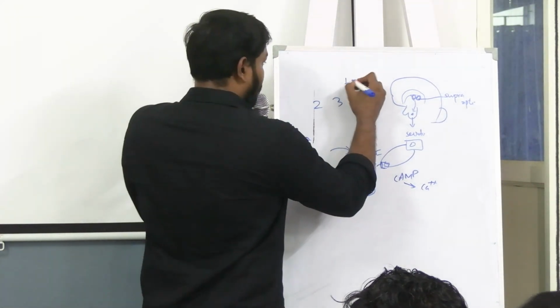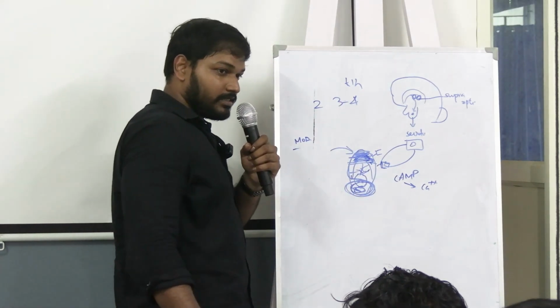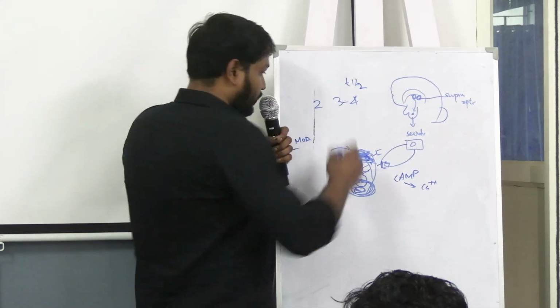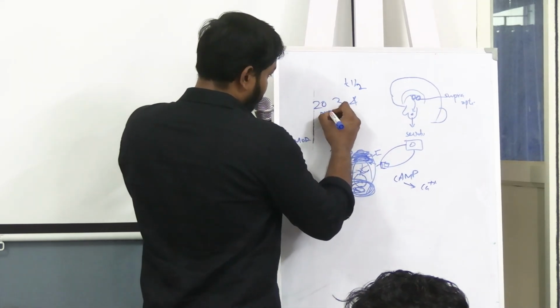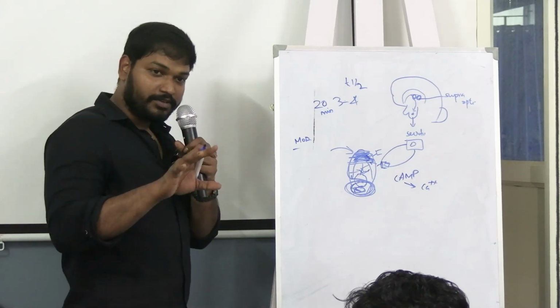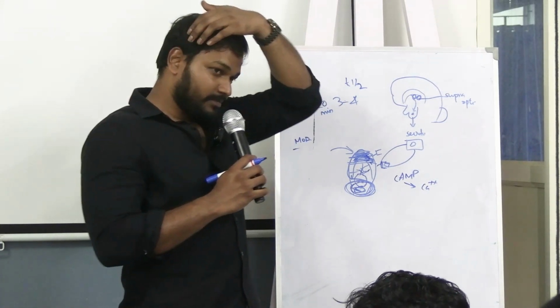Okay, and remember 2, 3, 4. T half of oxytocin is 3 to 4 minutes. T half is half life. The duration of action is 20 minutes. Okay, duration of action is 20 minutes. T half is 3 to 4 minutes, which is very less.